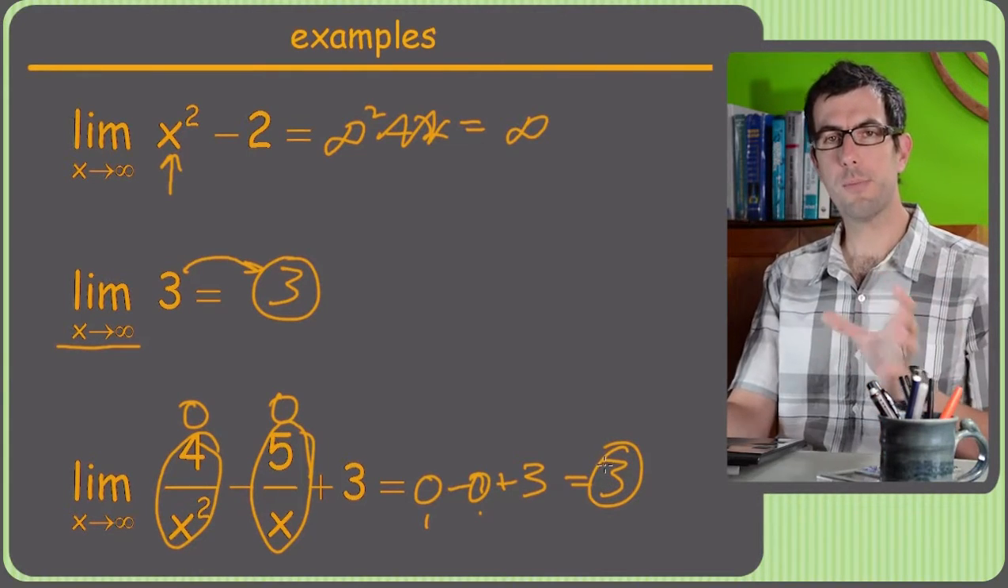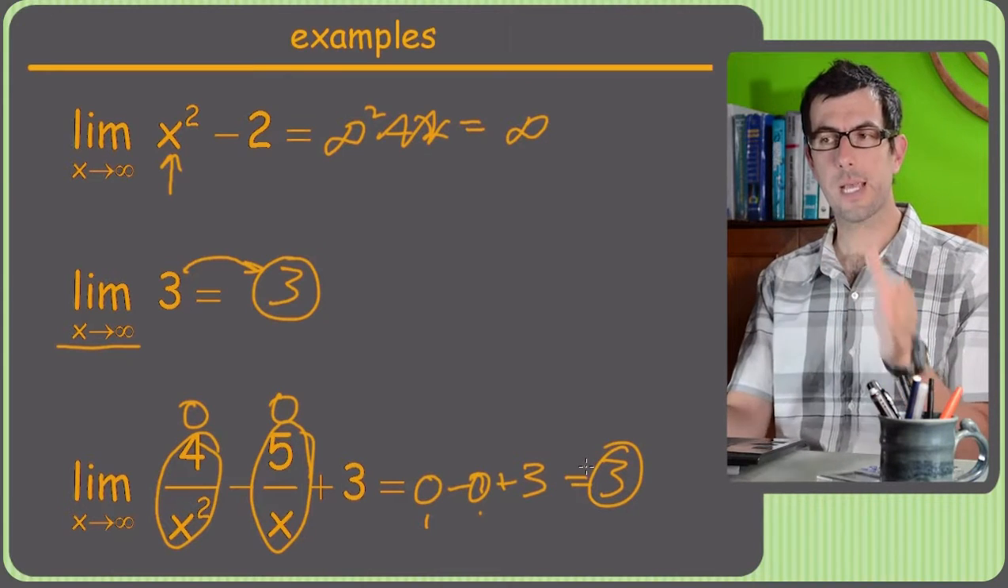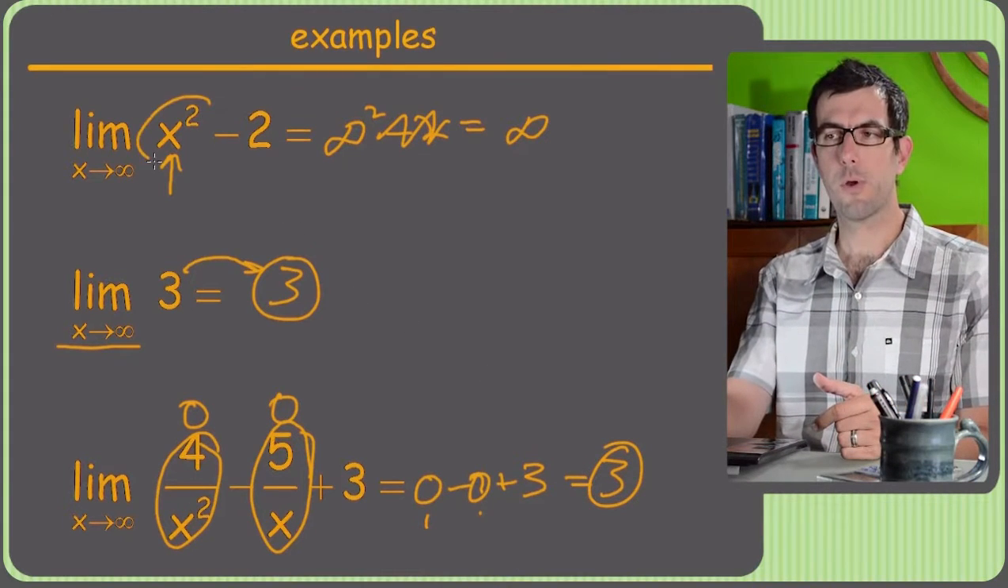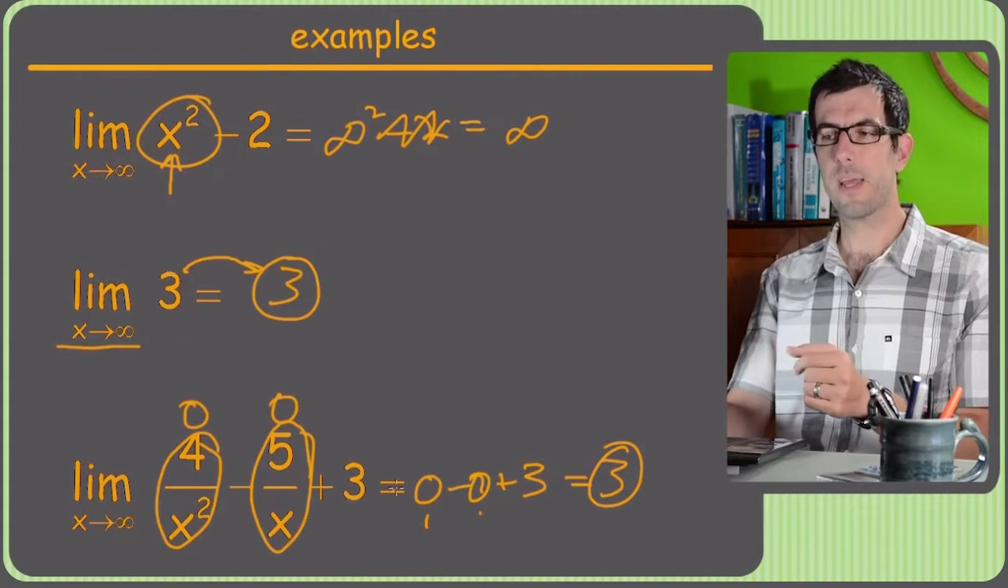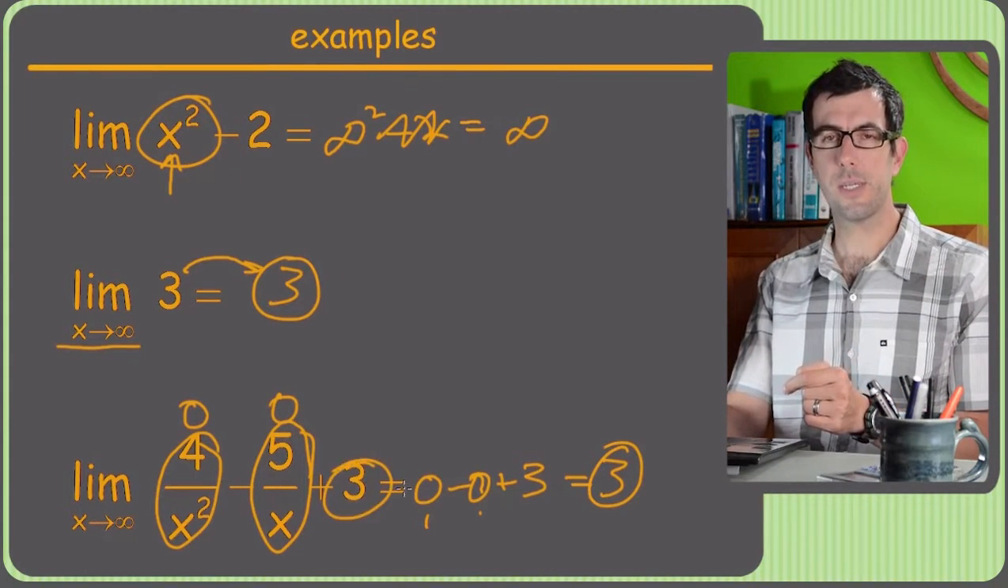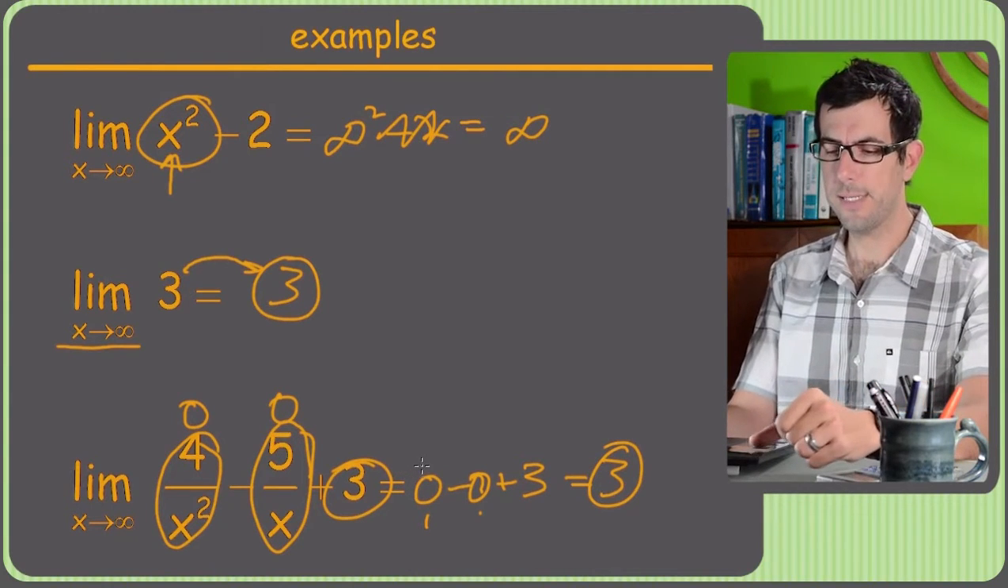So it just depends on what comes around it. If there's powers of x, like x squared and x cubed, like there were here, that's going to be the dominant term, and you can ignore everything else. But if you've got a bunch of zeros, then the constant can actually end up being the biggest number and what the limit is equal to.